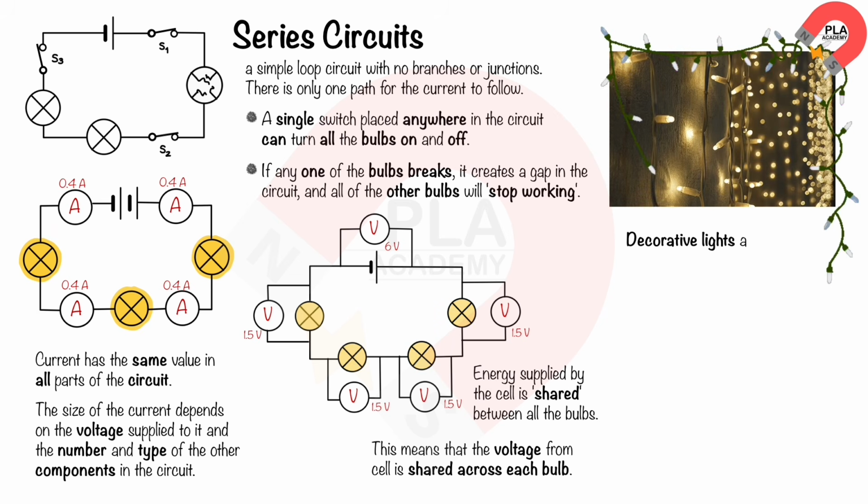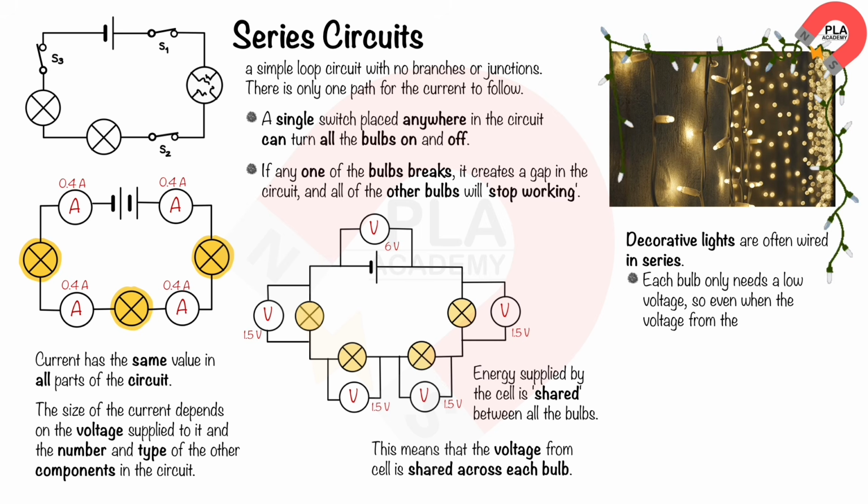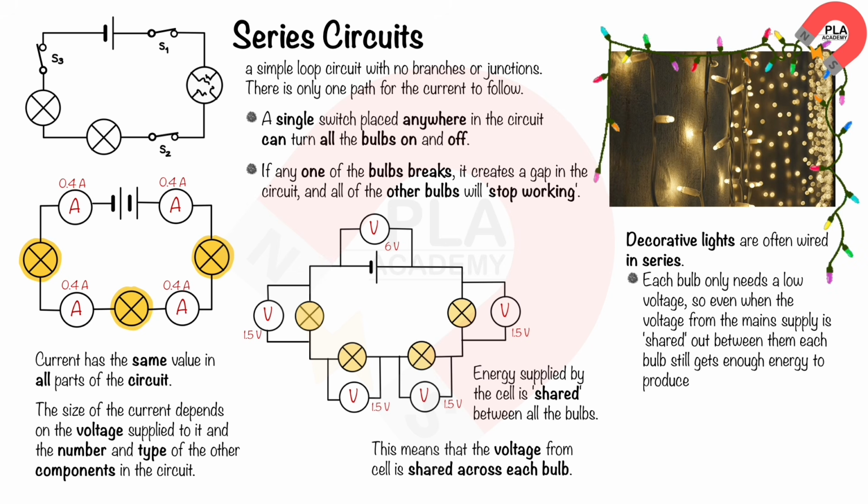Decorative lights are often wired in series. Each bulb only needs a low voltage, so even when the voltage from the mains supply is shared out between them, each bulb still gets enough energy to produce light. Unfortunately, if the filament in one of the bulbs breaks, then all the other bulbs will go out.